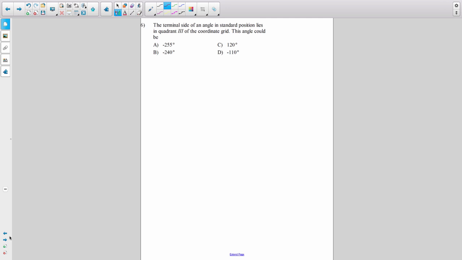Okay, 6, the terminal side of an angle. That just means where it ends. Terminal side of an angle. Think of an airline terminal. It's where your flight terminates. It's where it's over. So terminal side, that just equals the end.